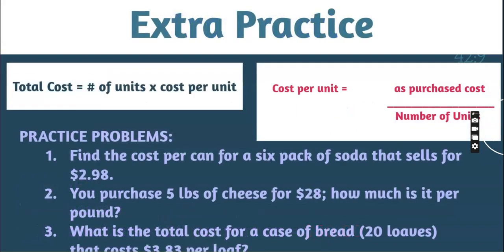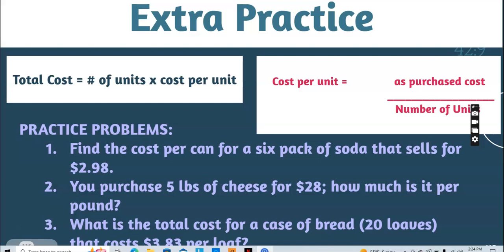So here's some extra practice. 3 different problems applying the total cost formula and the cost per unit formula. The first one is find the cost for 1 can from a 6-pack of soda, and it sells for $2.98. And then number 2, you purchase 5 pounds of cheese for $28. How much is 1 pound? And then the third, what is the total cost for a case of bread? Within that case, there's 20 loaves. Each loaf costs $3.83. Okay, so let's apply it.